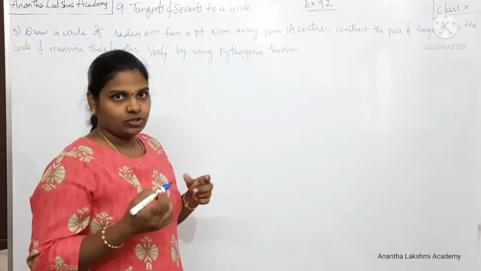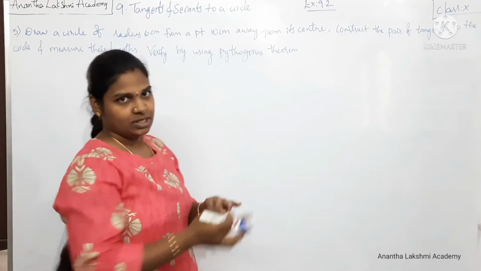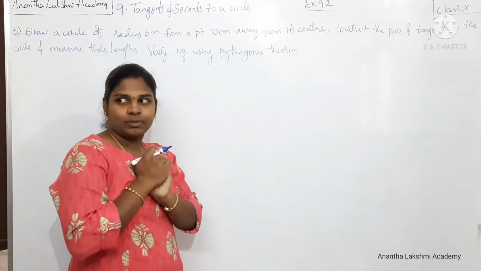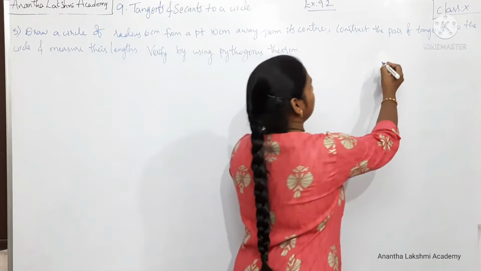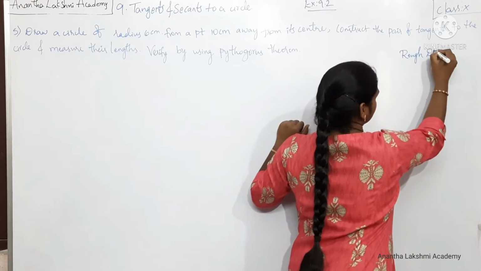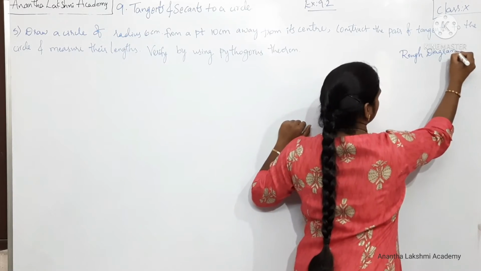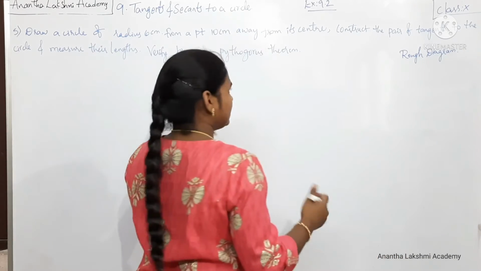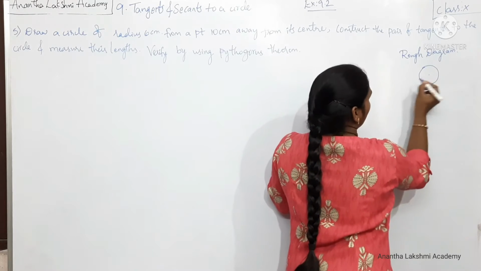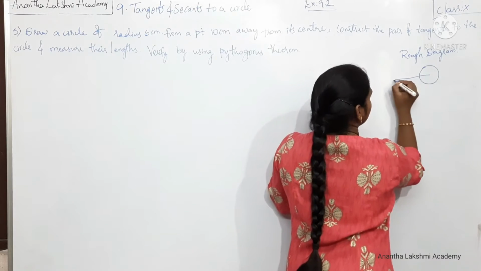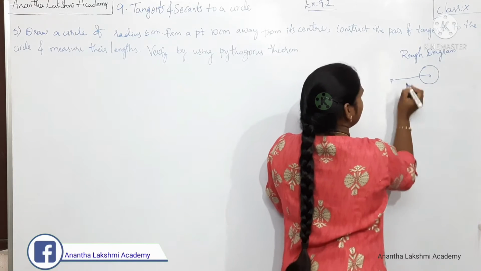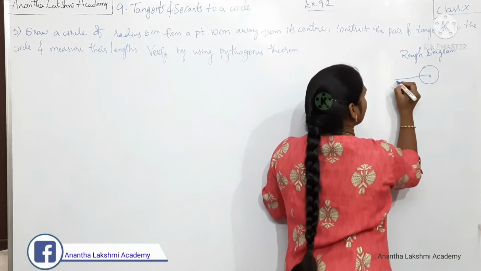So, as I told you, these are all geometrical constructions. The first thing which we need to do while doing the geometrical constructions is to draw a rough diagram. Okay, so let me draw a rough diagram. First, we need to draw a circle of 6 centimeters radius from a point 10 centimeters away. So this distance is 10 centimeters. Let me name this as P.